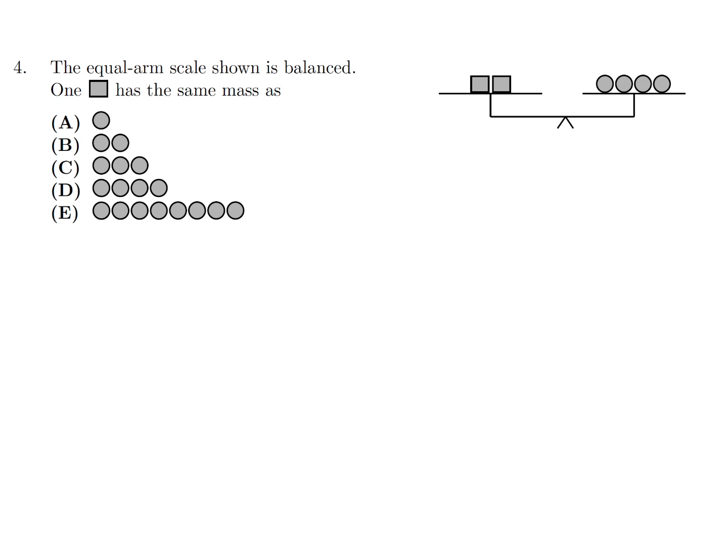The equal arm scale shown is balanced. So 2 squares have the same mass as 4 circles. So if you divide both sides by 2, you get 1 square, which would be 2 circles. So 2 circles is right here, and that would be B for number 4.